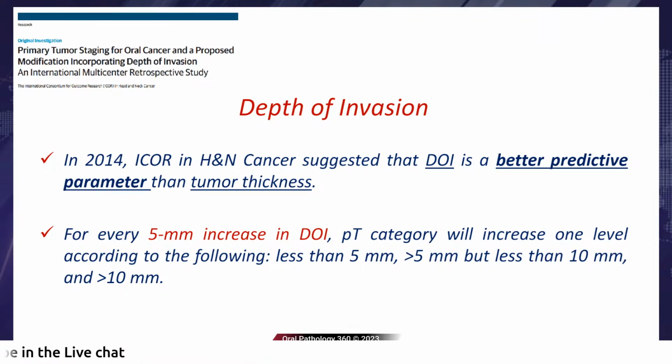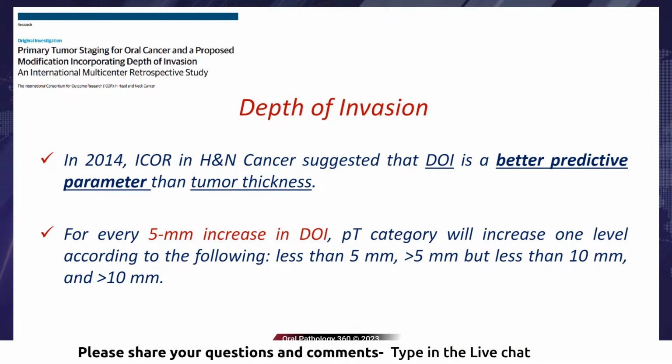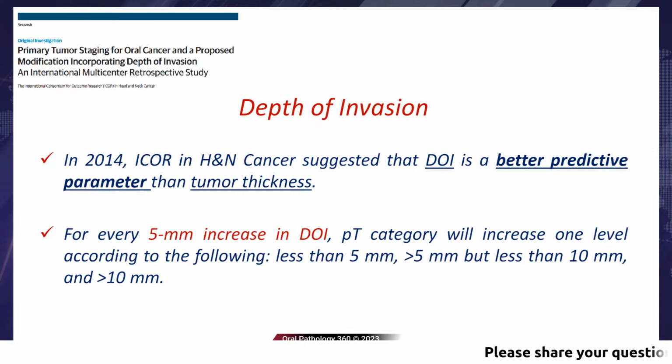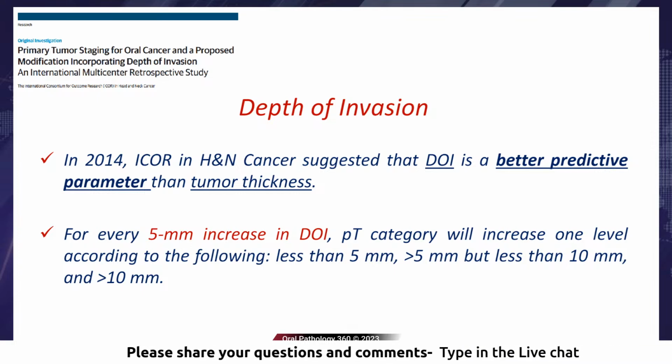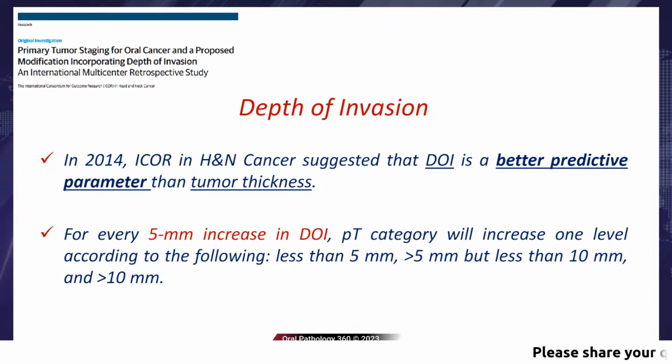In 2014, ICOR in head and neck cancer suggested that depth of invasion is a better predictive parameter than tumor thickness. And for every 5 millimeter increase in depth of invasion, the pathologic tumor size category will increase one level. For example, less than 5 millimeter is considered pT1, more than 5 and less than 10 millimeter is considered pT2, and more than 10 millimeter is considered pT3.